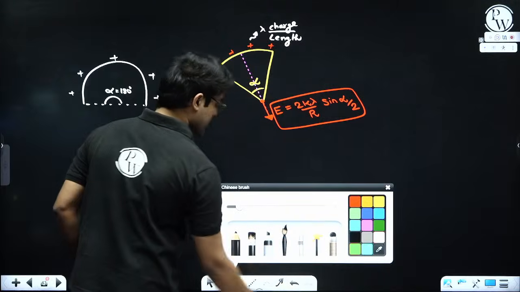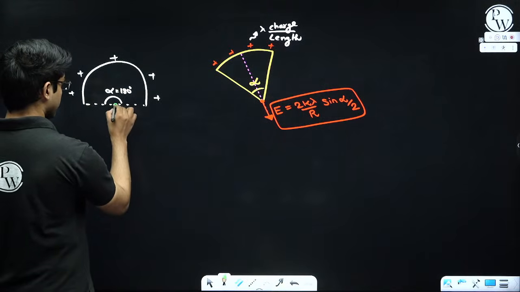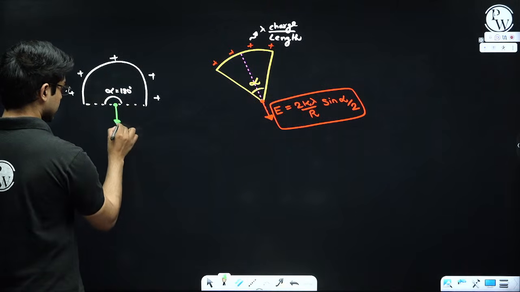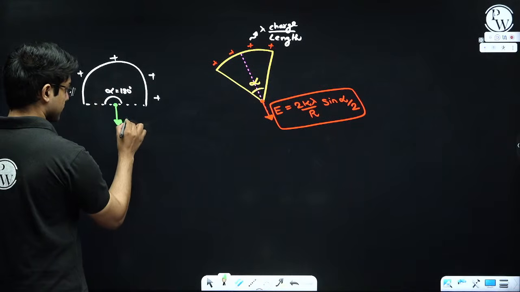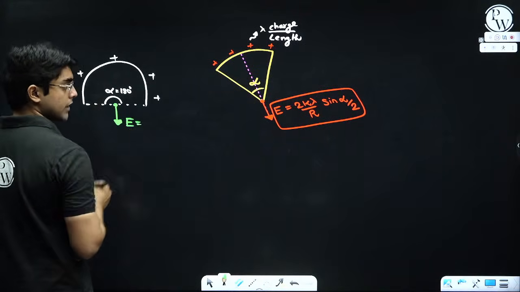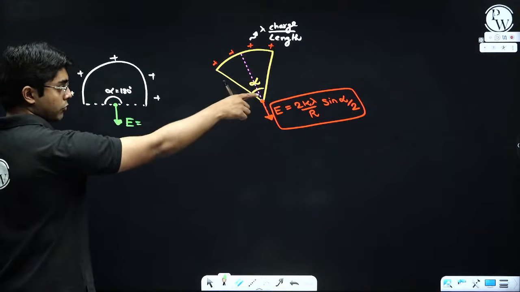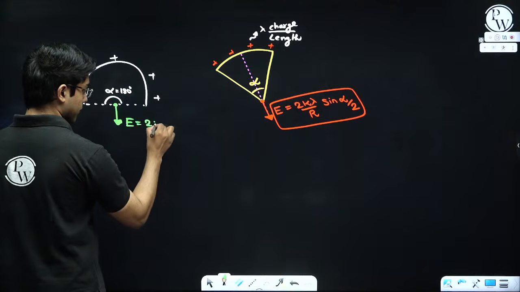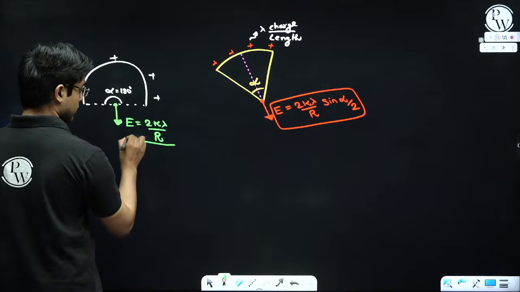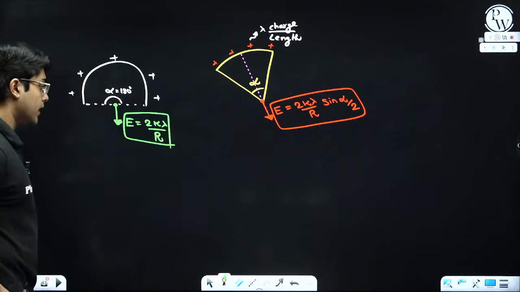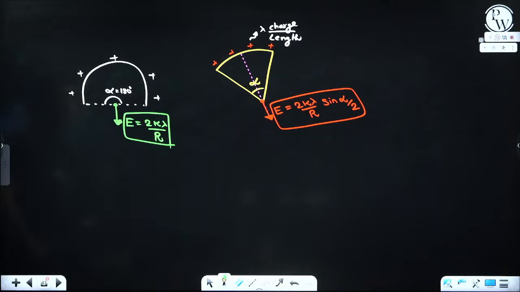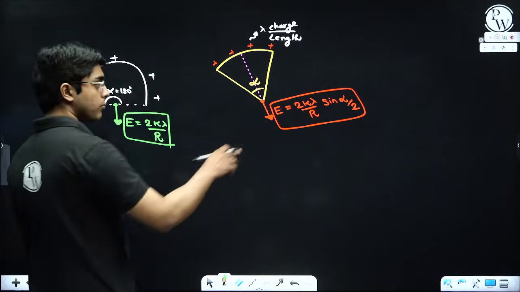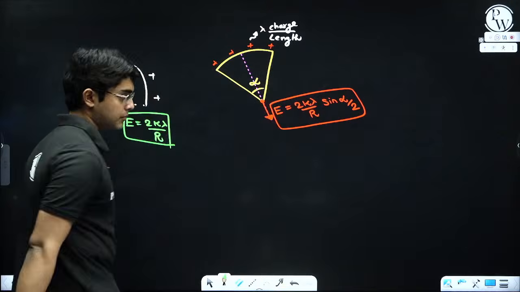So the angle bisector is going to be in this direction. So field is in this direction. And the electric field value will be, if you put alpha as 180, sin 180 by 2, sin 90. So this will be 2k lambda by r. And for the quarter circle also you can find. For the quarter circle you will have to put alpha as 90 degrees.